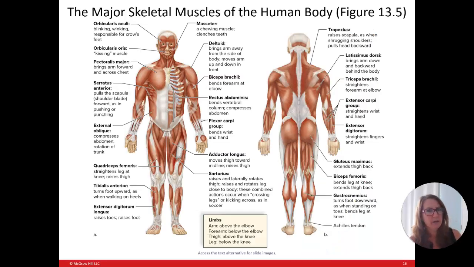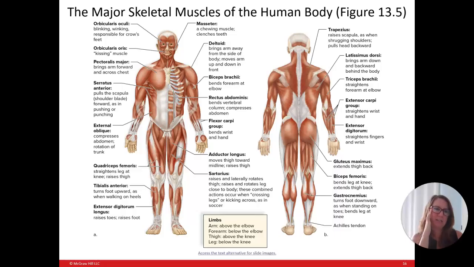Okay, so next up, there are some muscles you need to know. Starting around the eye, orbicularis oculi. Okay, eyes, oculus, ocular. Orbicularis oris, which is your mouth. So these are the muscles around your mouth, called the kissing muscle. As we go over here, the masseter. The masseter is involved with chewing and clenching your teeth.